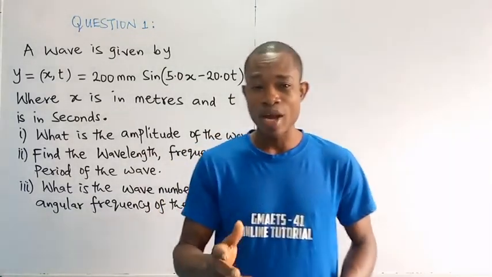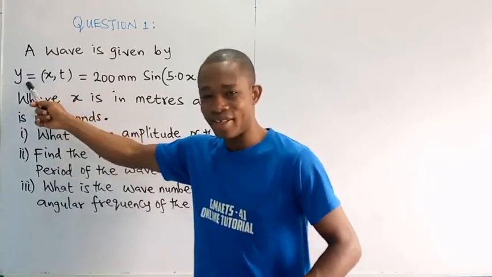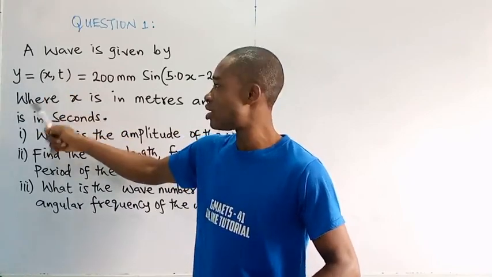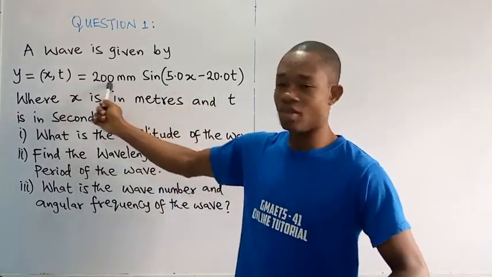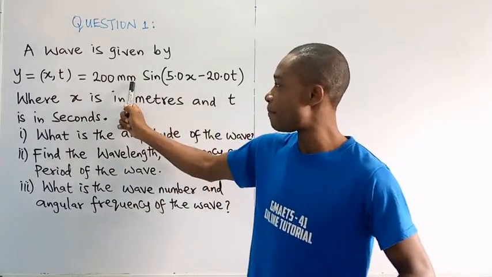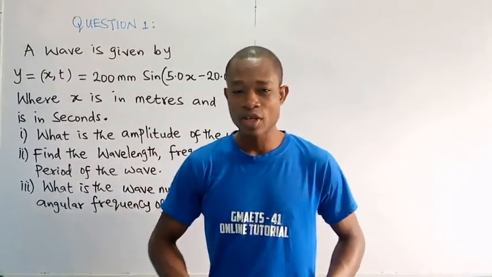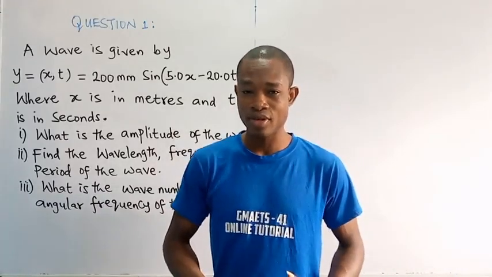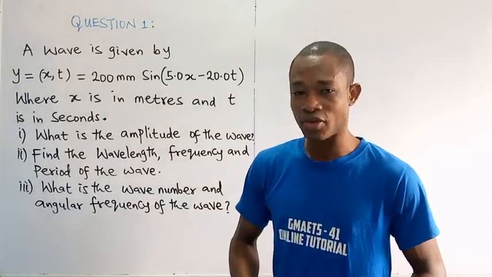A wave is given by y equal to f of x and t. This simply means y depends on x and t. This x is distance and t is time. And that is giving us this equation here: 200 millimeter sine open bracket 5.0x minus 20.0t, where x is in meters and t is in seconds.